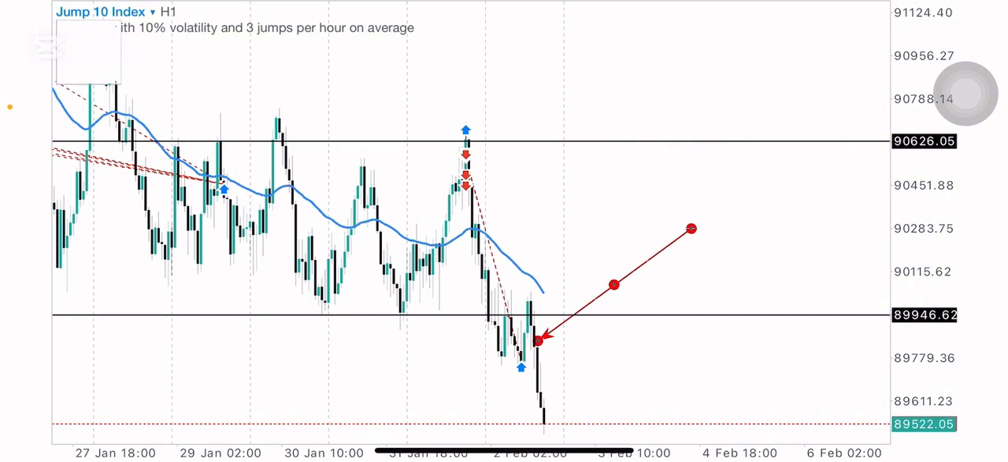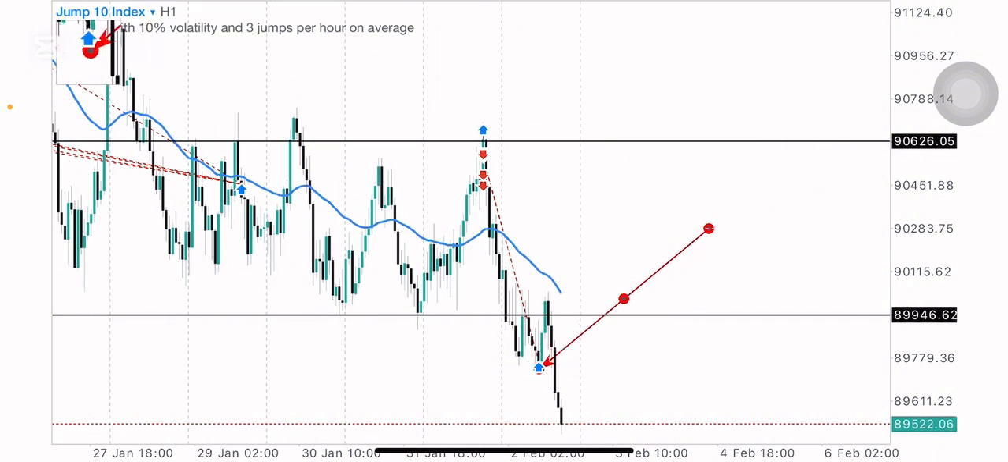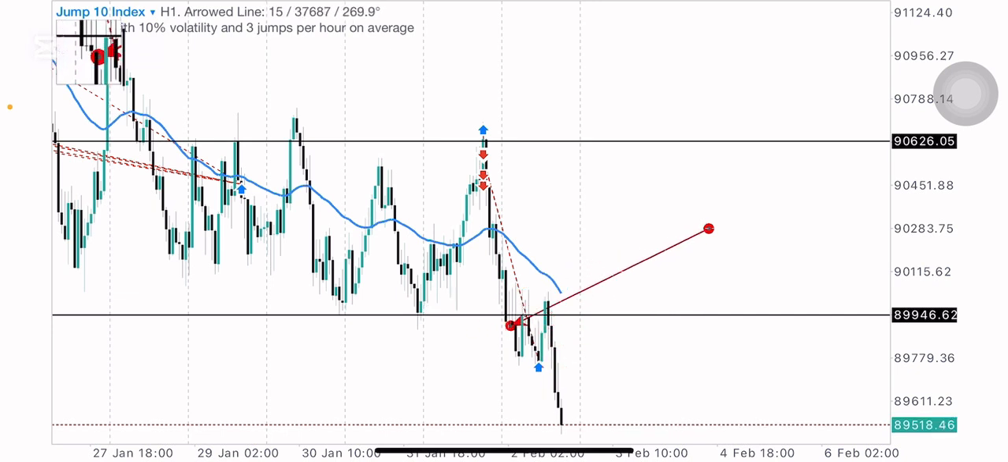Price actually came out and tested it. This was where I took my profit, closed my trade. Then price came back, retested this level. Today being Sunday actually, so I was in church. I didn't trade this one.